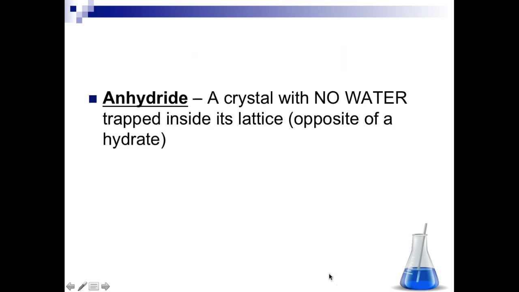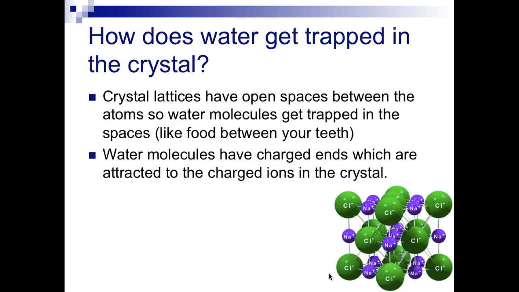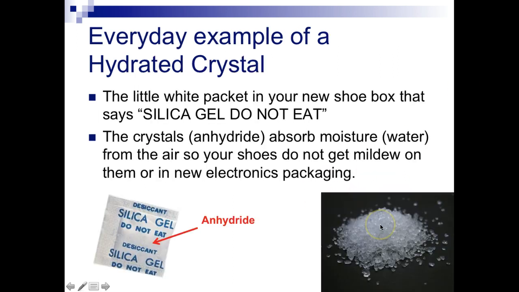An anhydrate is a crystal with no water trapped inside its lattice. It's the opposite of a hydrate. So how does water get trapped in the crystals? Crystal lattices have open spaces between the atoms, so the water molecules will get trapped in them. And the water molecules, remember, we've talked about this, have charged ends, one that has a positive charge and the other a negative. So they will orient themselves around the positive or negative ends in the crystal lattice.